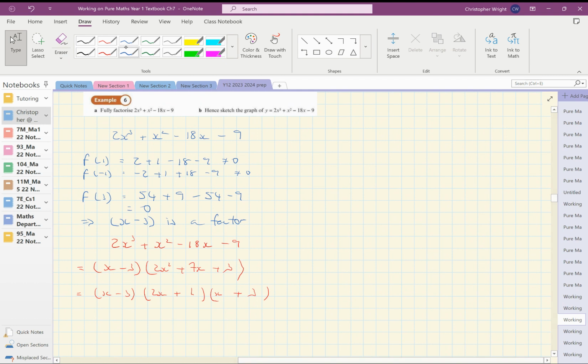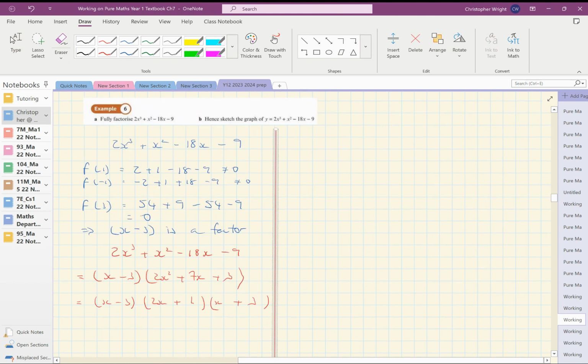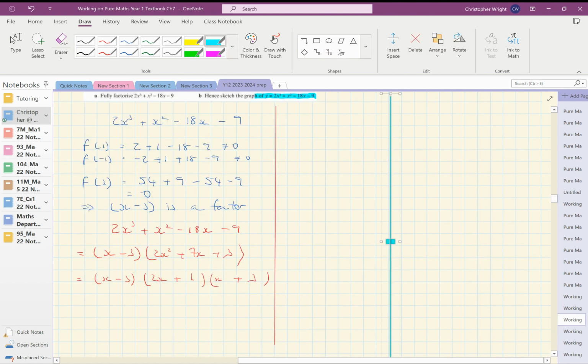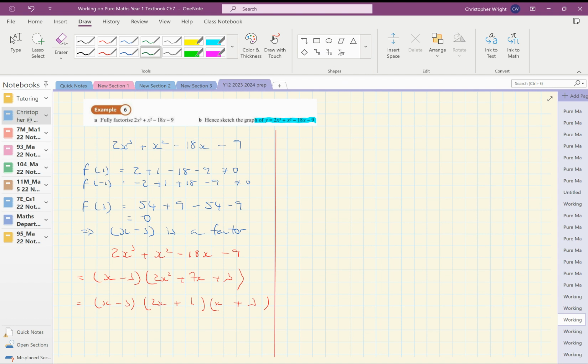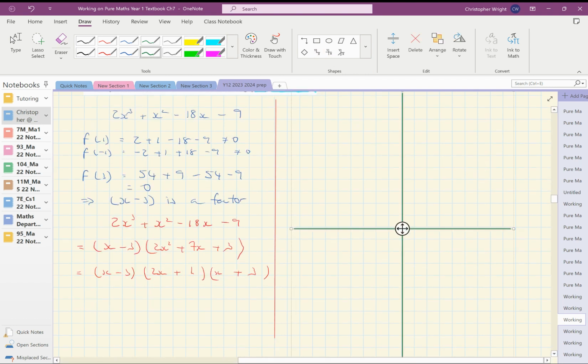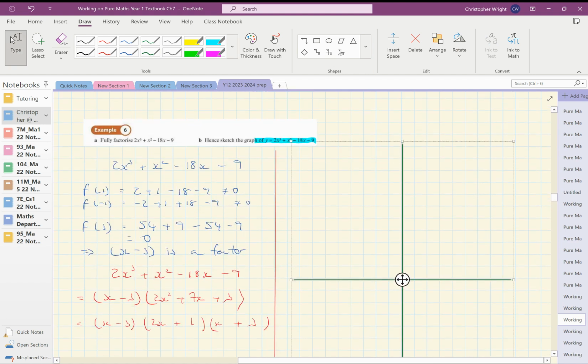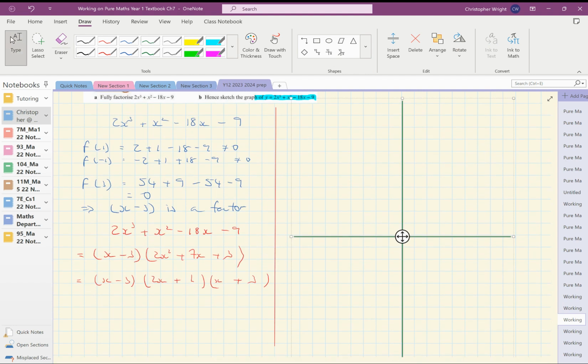Let's look at part B. Hence, i.e. use your previous answer, sketch the graph of the polynomial. Right. So let's start by drawing a set of axes, not in fluorescent. There we go. Right. So I know that when x is 0, my polynomial has a value of -9. So I know it's going to go through -9 here.